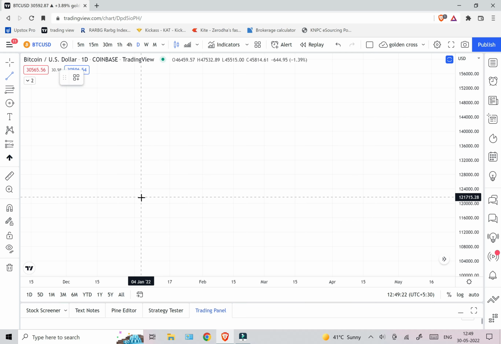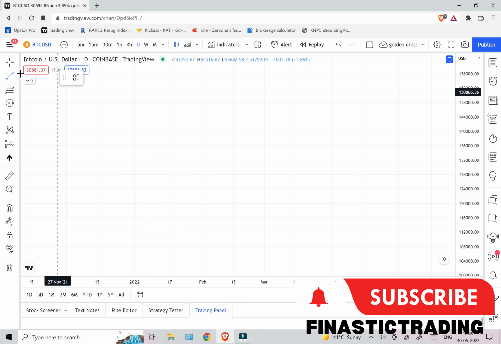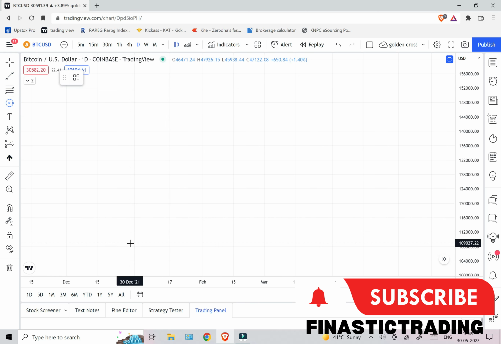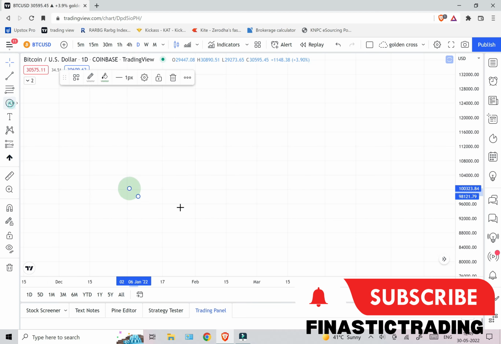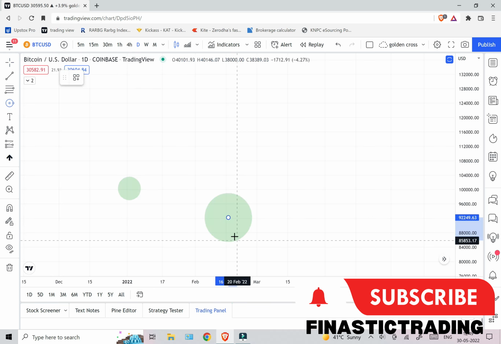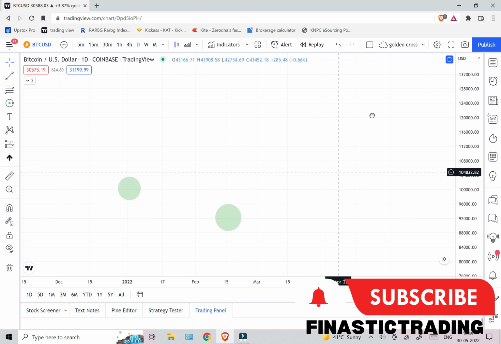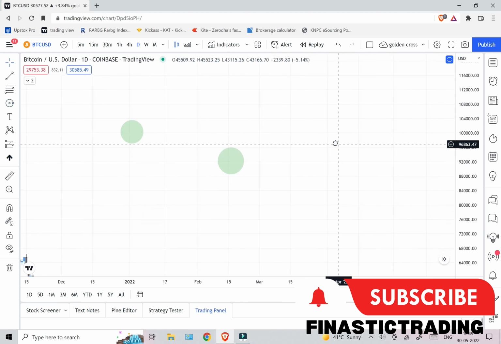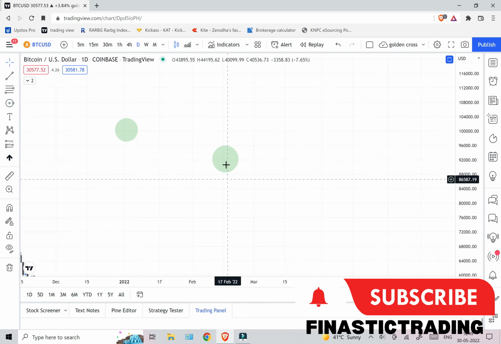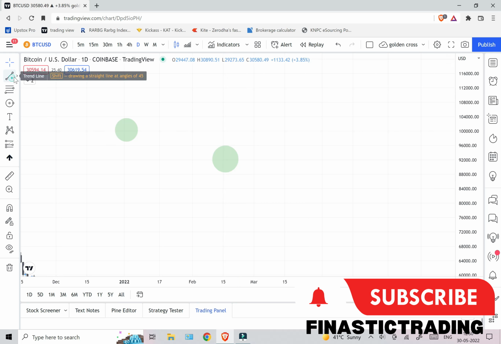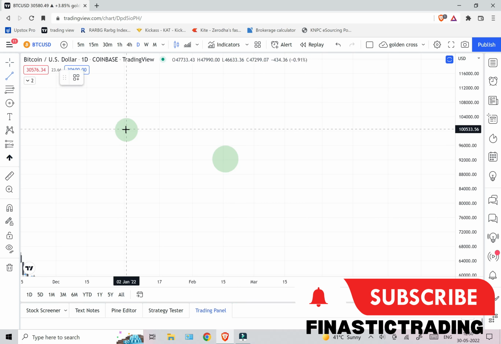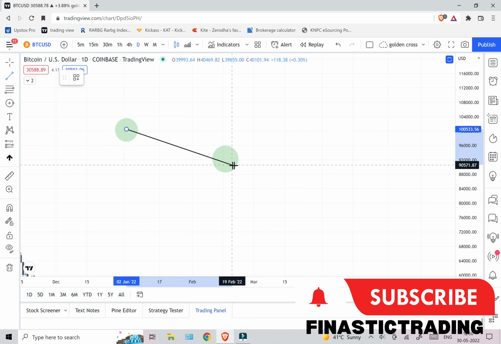Seems difficult? Let's see now. Okay. So suppose you have identified two lows in the market. One like this and the second one like this. Okay, so now you have two lows in the market, that is 2 points, point 1 and point 2. Simply click on the trend line, click on the first point, click on the second point and just extend it.